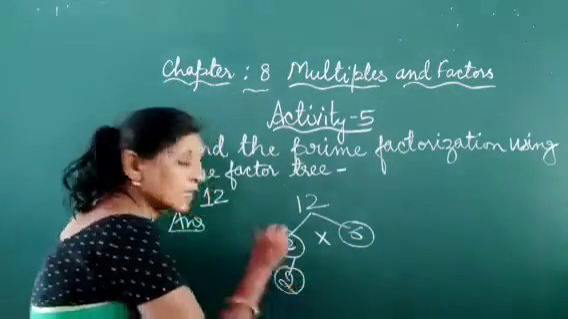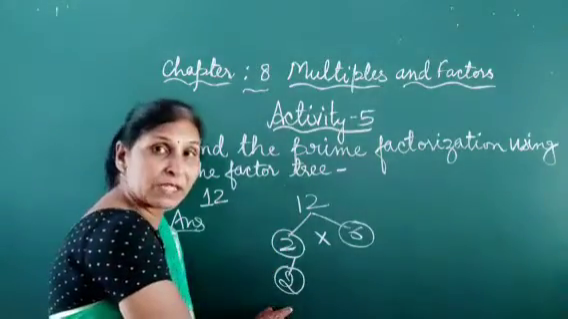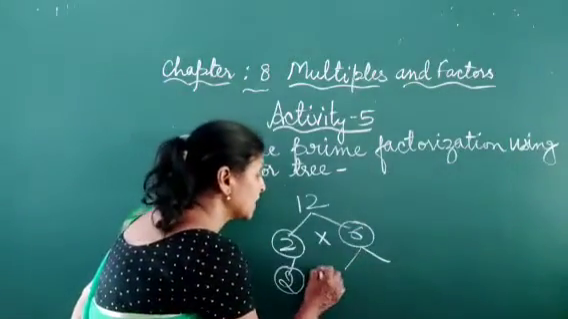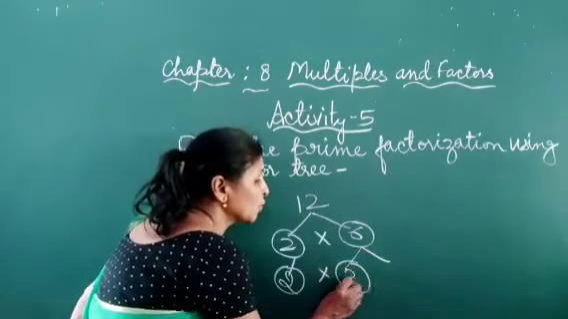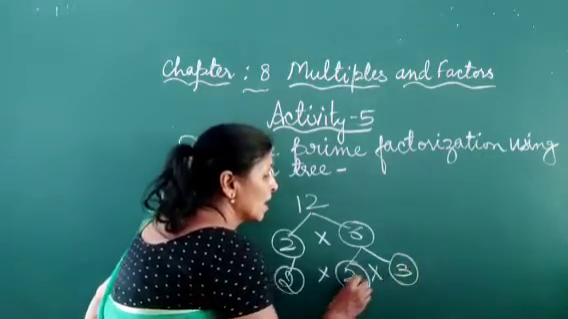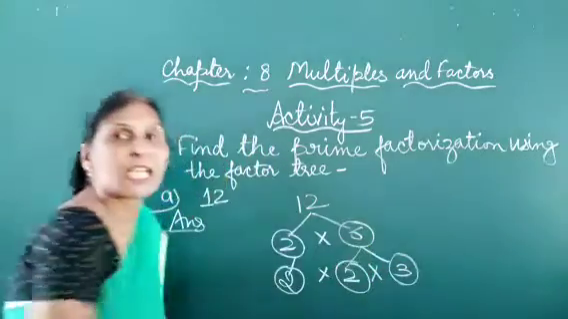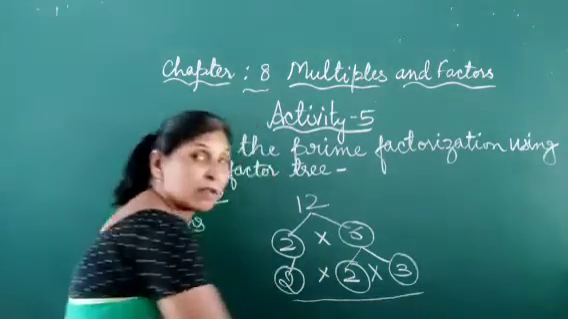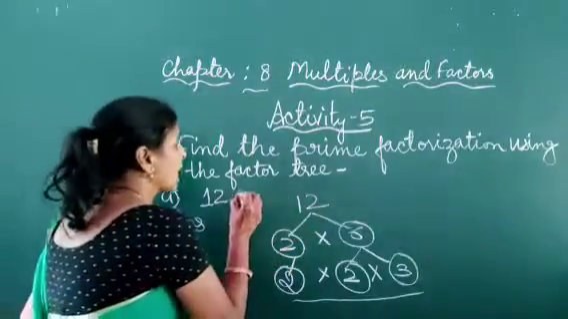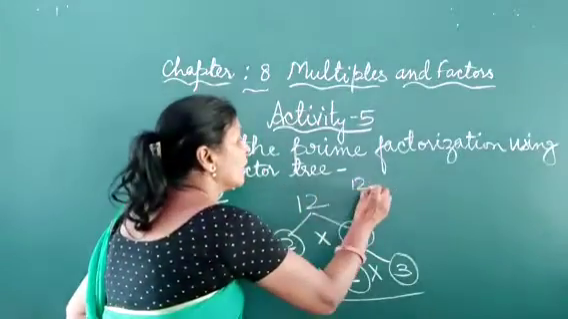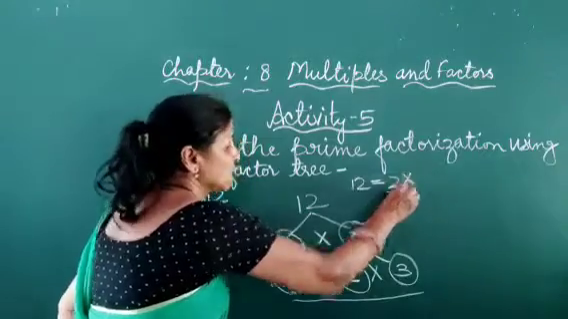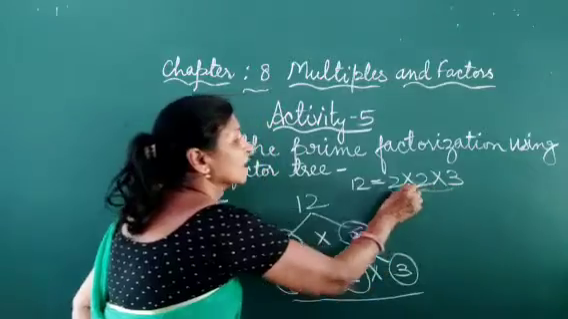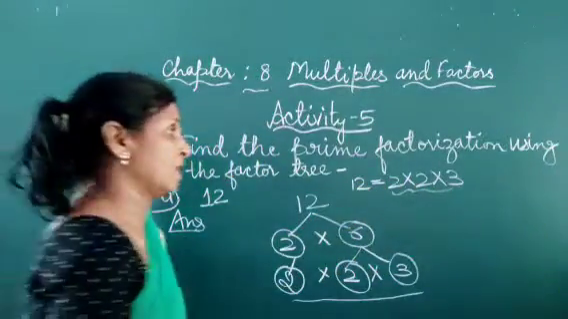Now 2 is a prime number, so we cannot split it further. Then 6 is a composite number, so we can split it. Again split 2 multiplied by 3. If we multiply these two numbers, we get 6. And now we see all the numbers are prime numbers. So the prime factorization of 12 is 2 multiplied by 2 multiplied by 3. And if we multiply all these numbers, we get 12.